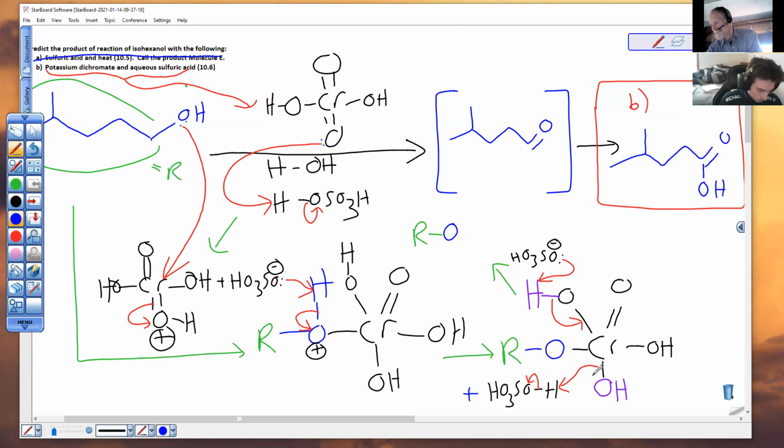It's a bit of a lie. This arrow should have been... And this is a preview for the future. There's nothing wrong with this mechanism here. Put it on a test, you get full credit, okay? But in the future, I'm going to break this down into two separate things and say, all right, to make this thing leave, first you protonate it, and you would use a lone pair to do that.